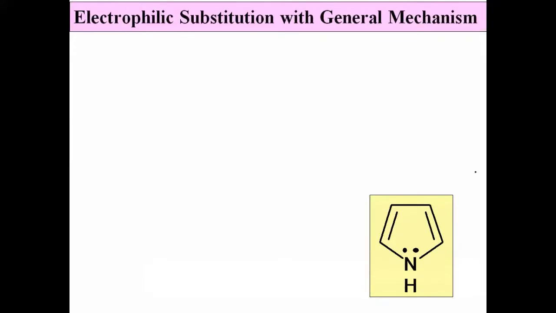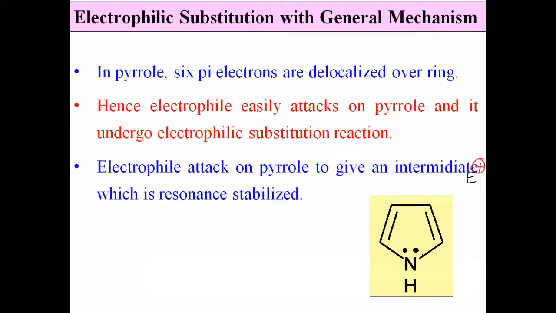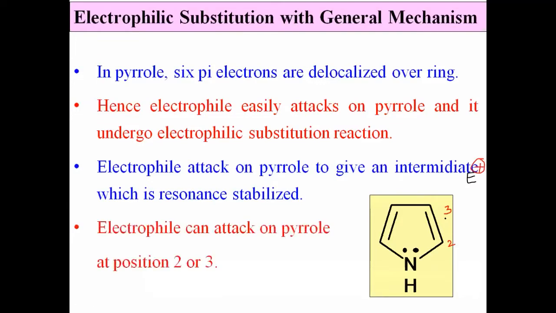Hence, suppose this is the electrophile. It can easily attack the Pyrrole because there is an electron cloud over and below the plane of the ring. Hence, electrophiles can easily attack and it undergoes electrophilic substitution reaction. Now the question arises, at what position does the electrophile attack on the Pyrrole? After electrophilic substitution, what should be the product? Is it 2 substituted or 3 substituted? This is the question.